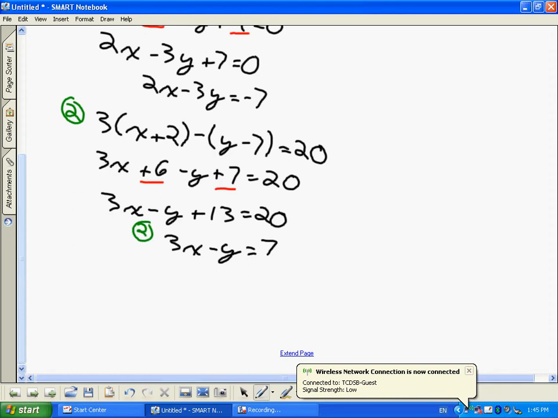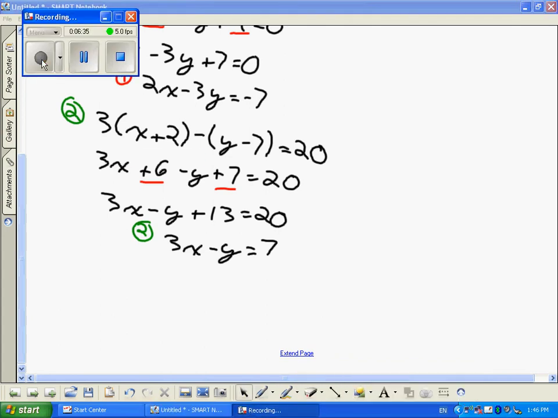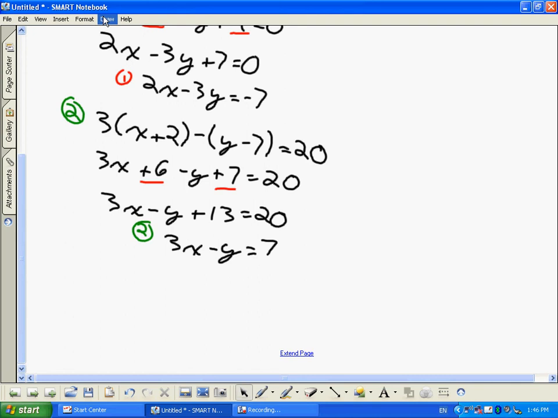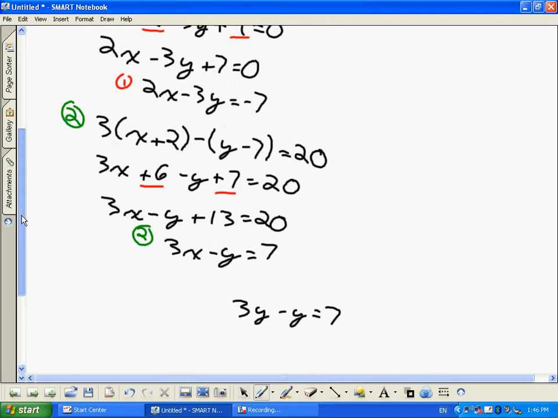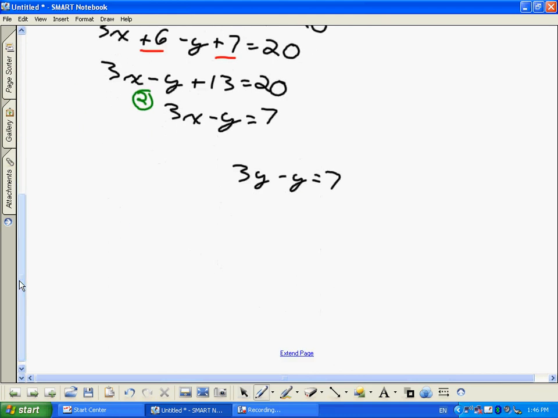So, our two new equations now, up here. We're done. So we have our two equations. We're going to use substitution to solve these. 3x minus y equals 7. The other one we discovered was 2x minus 3y equals 7.